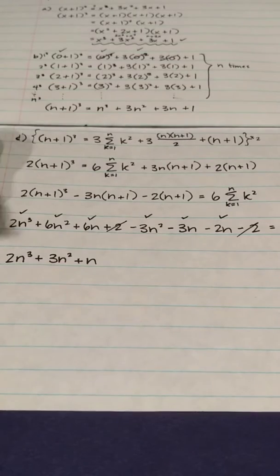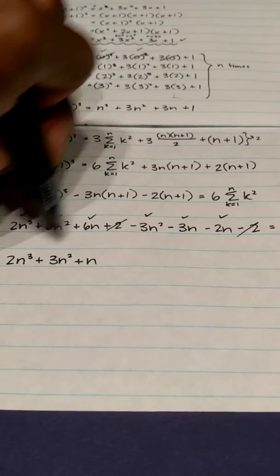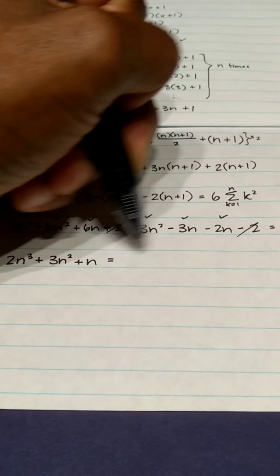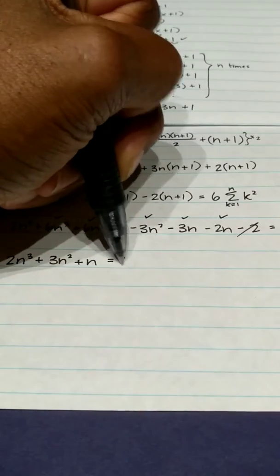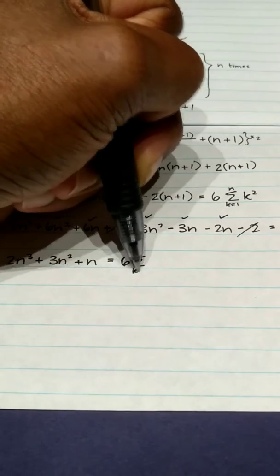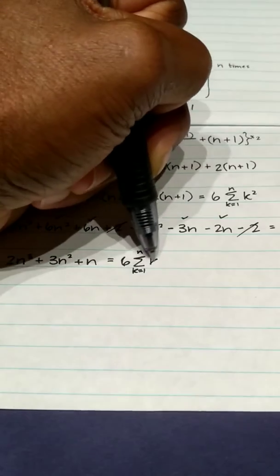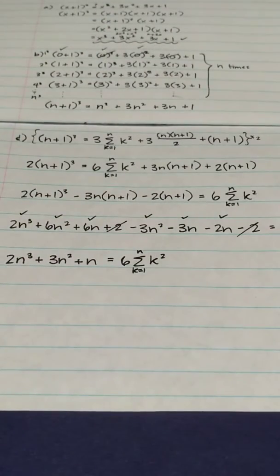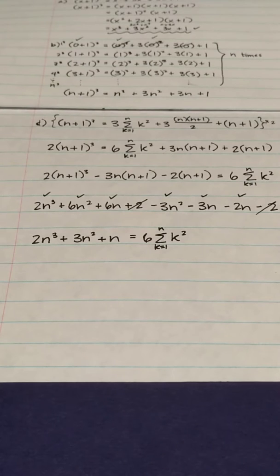So FOIL. The first gets me the 2n squared. The outer is my 2n. And then I have my inner, so the 2n plus the 1n gets me the 3n. Awesome. And then plus 1, good to go. So we are right on.